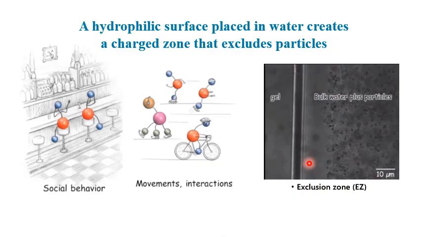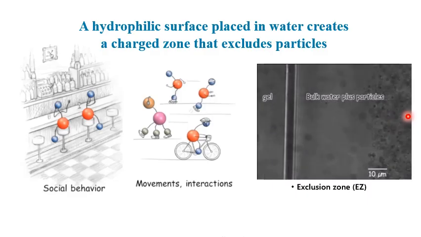It's just that you put something hydrophilic in the water, and then particles are pushed away from that area, but the water molecules are still there. So what's happening here? That's the question. We see that after you put the gel, the hydrophilic substance, the particles kind of run away from that surface.